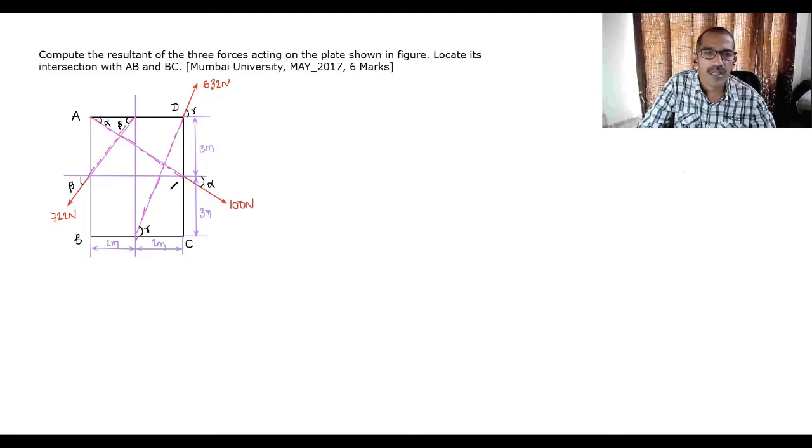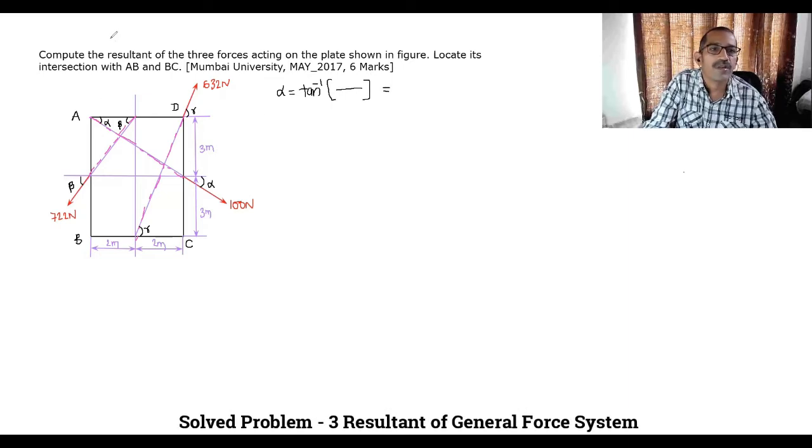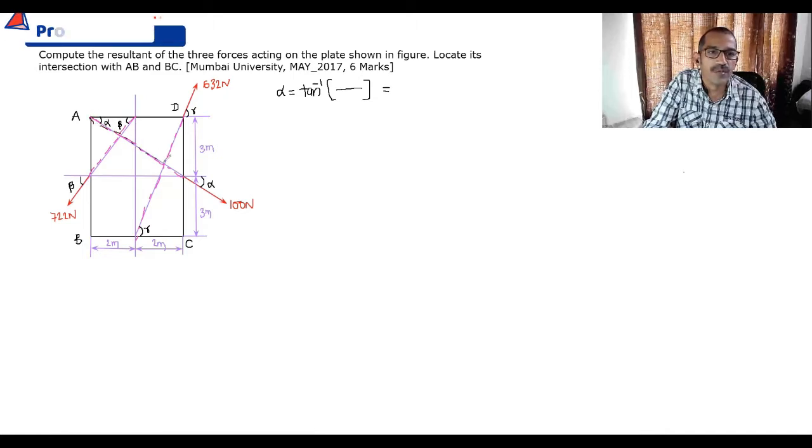Now to find out any angle, you must know the length of the opposite side and adjacent side. Suppose angle alpha: tan of this angle alpha is opposite upon adjacent. So alpha is tan inverse of opposite and adjacent distance, which you have to find out. Now check angle alpha. If you concentrate on this triangle, which goes up to D, then this vertical and this horizontal AD.